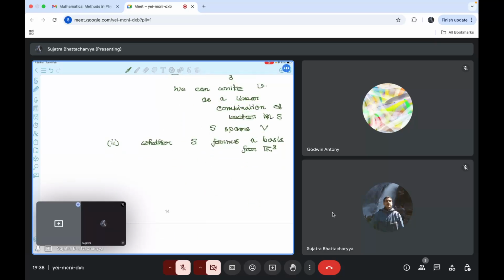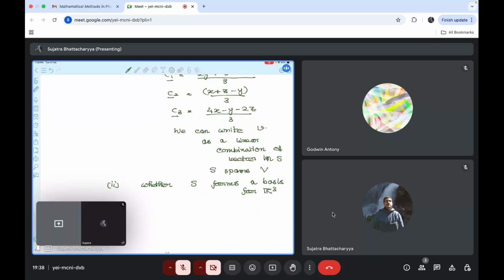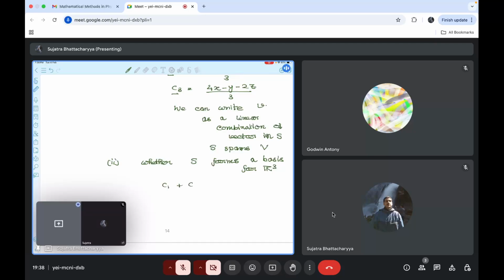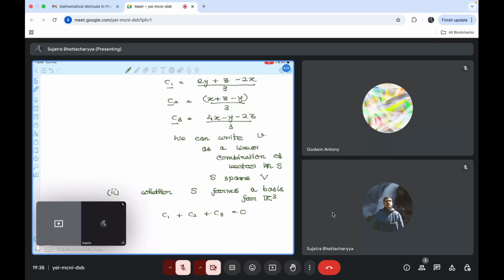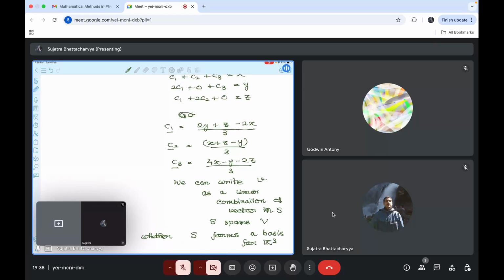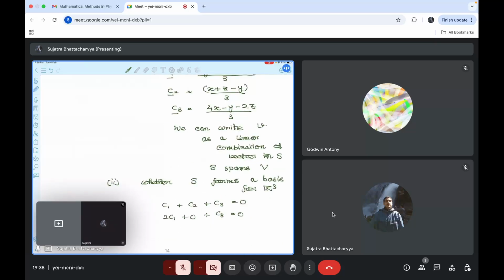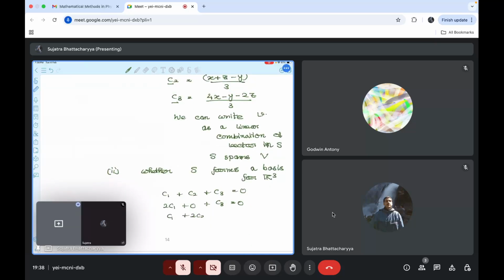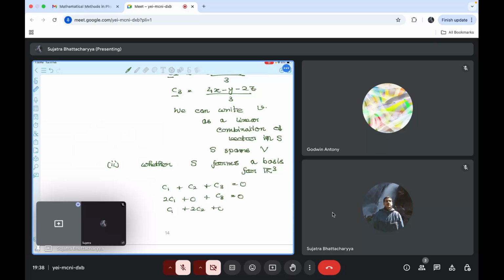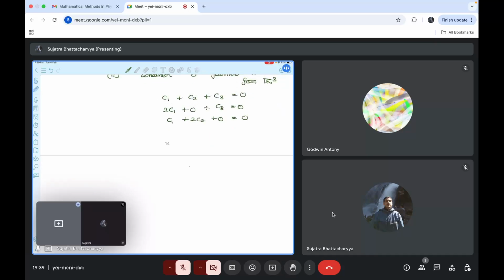Okay. So C1 plus C2 plus C3 is equal to 0 as the first equation. 2C1 plus 0 plus C3 is 0. C1 plus 2C2 plus 0 is equal to 0. Right? This is what you have to do. Now just solve it. Let's see whether it forms a basis or not.